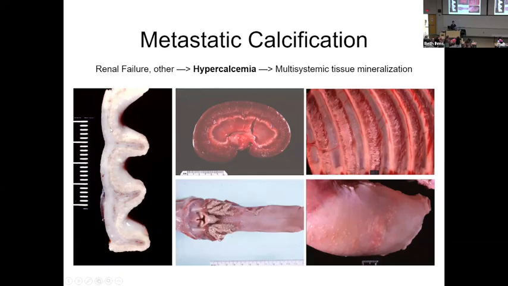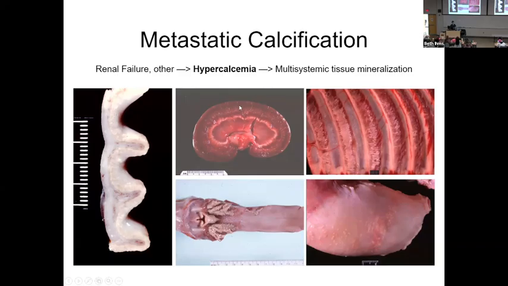So again, this is a stomach. We're looking at the wall of the stomach. So here it would be the lumen. This is the mucosal surface. This is the serosa. And all of this white, gritty little spots in here is all mineral.